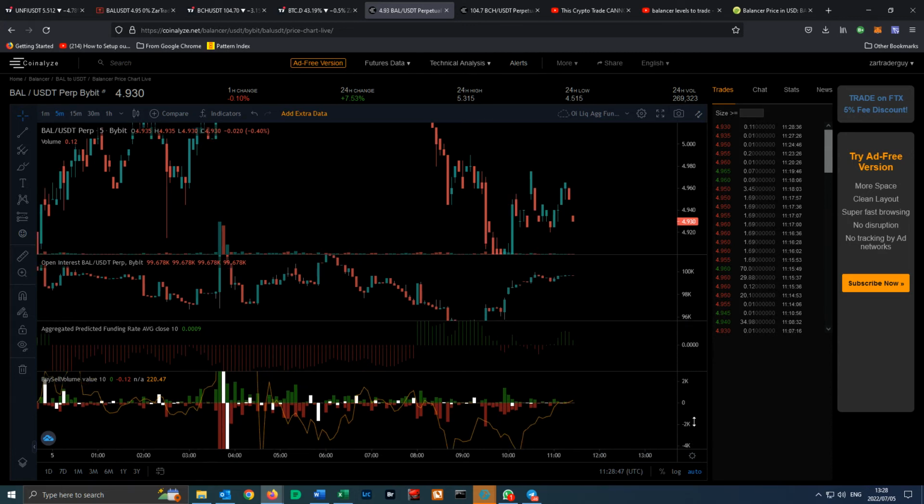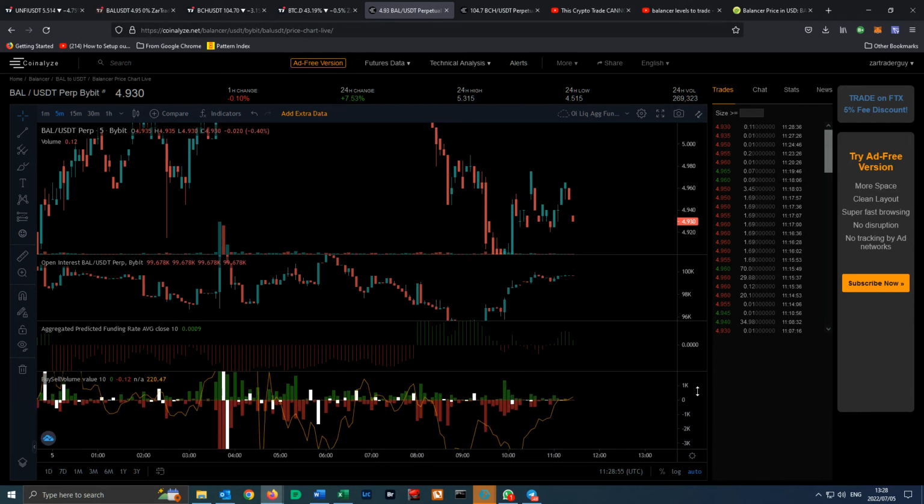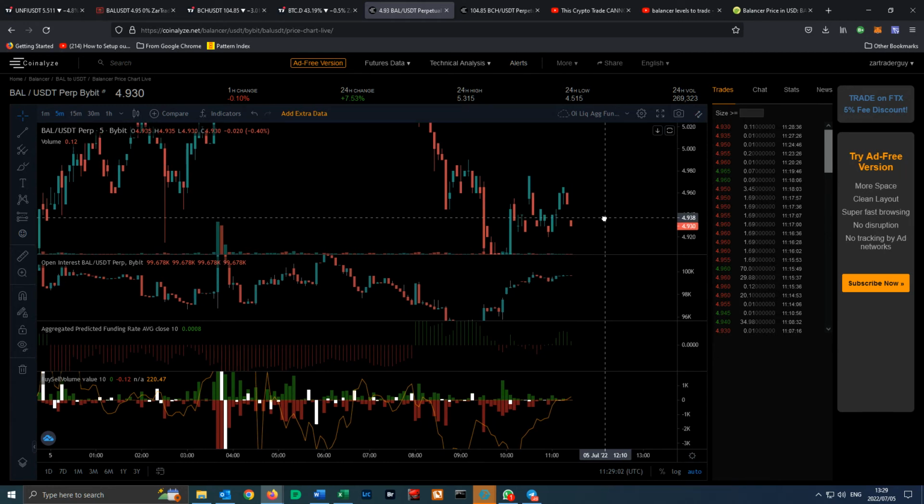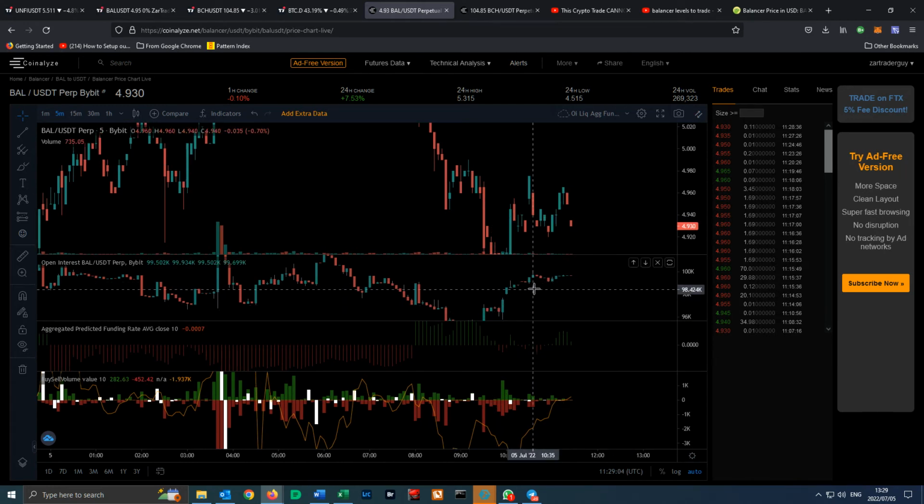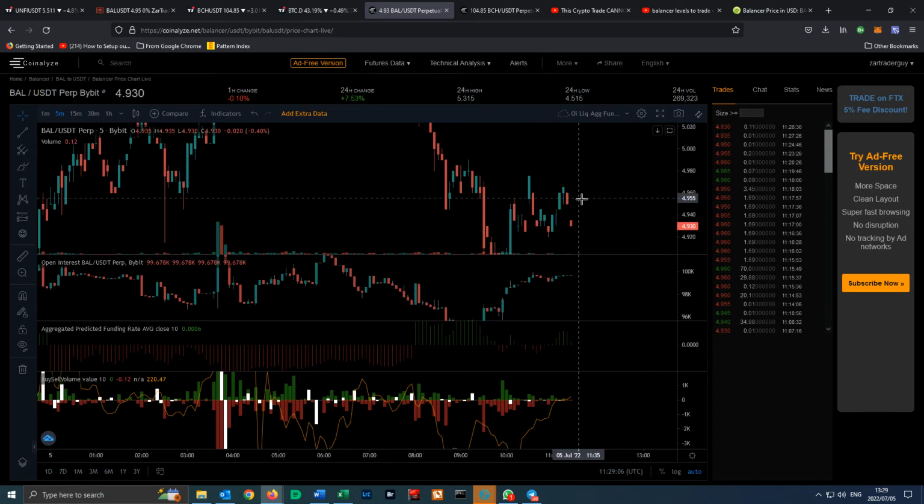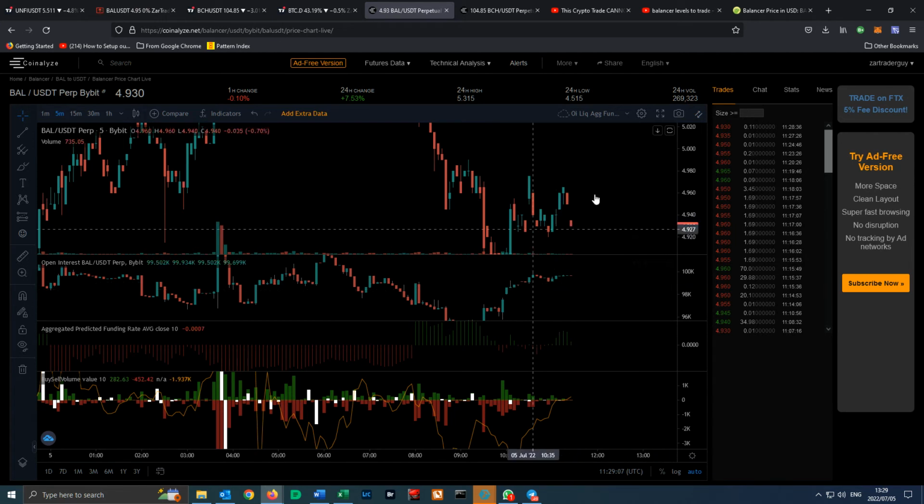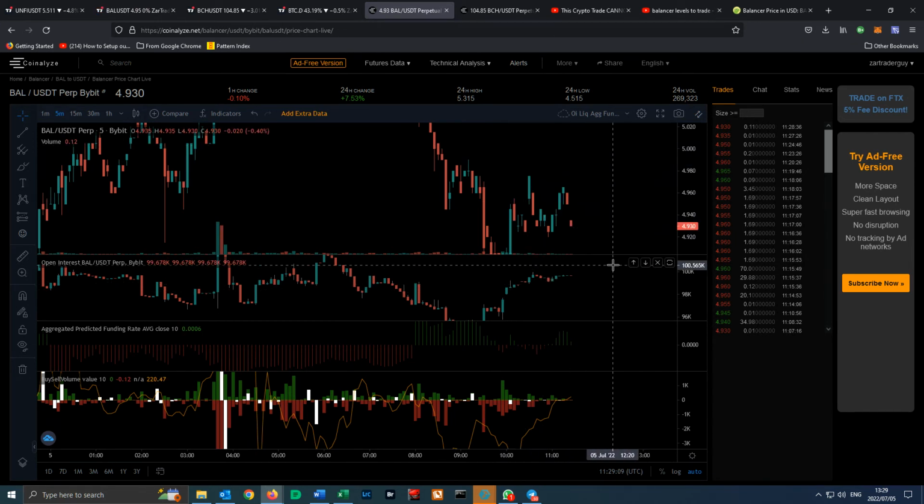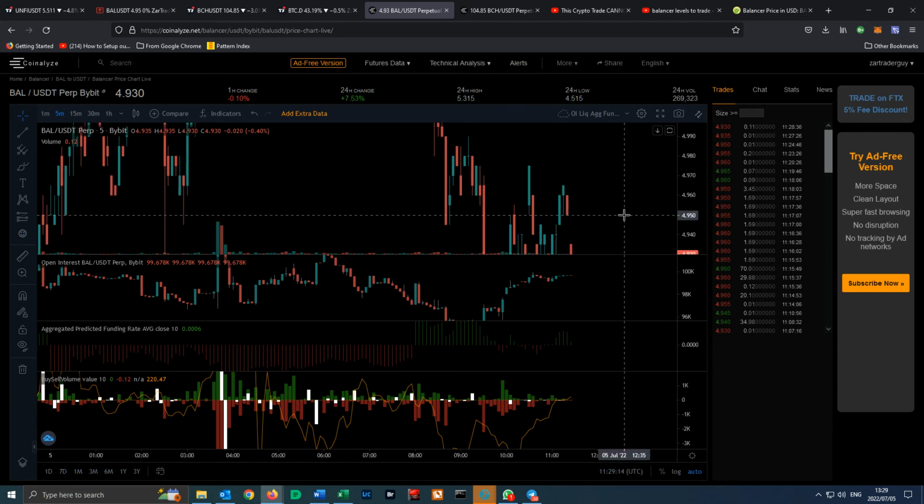As you can see here, these are the buy and sell volume on Coinalyze, and our cumulative delta has just crossed over the zero area, which is a good sign. Hopefully we can get some volume coming in that will push the price up a little further. Our open interest is increasing as our price is increasing. This is a bullish sign. As long as price keeps increasing and volume and open interest increase, that is a good sign.